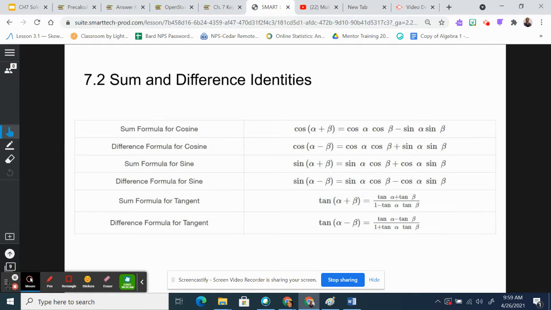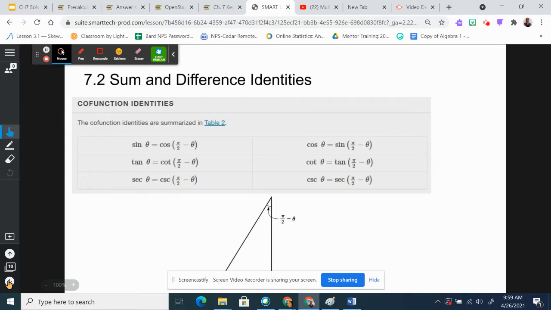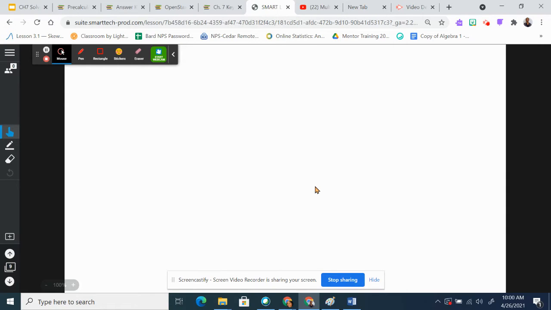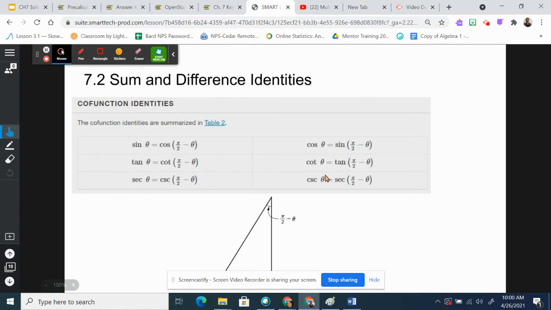The next set of identities is actually more of a reminder, a refresher. These are our cofunction identities. Whenever you happen to be taking a difference of two arguments, and that first argument is pi halves, we don't have to use the full sum and difference identity. You'll get the same answer, but you can skip a lot of steps and go straight to these other functions.